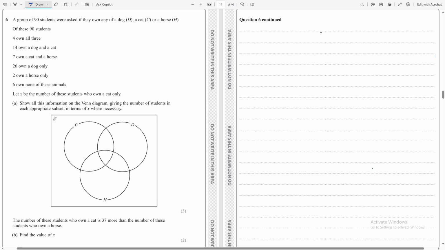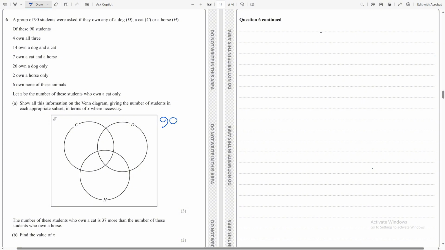We're at question 6 now. Question 6 says, a group of 90 students were asked if they own any of a dog, a cat or a horse. As we can see, this is a question of a Venn diagram. To do it efficiently, we should fill the information out as we read them. We know that there are a total of 90 students in the group.